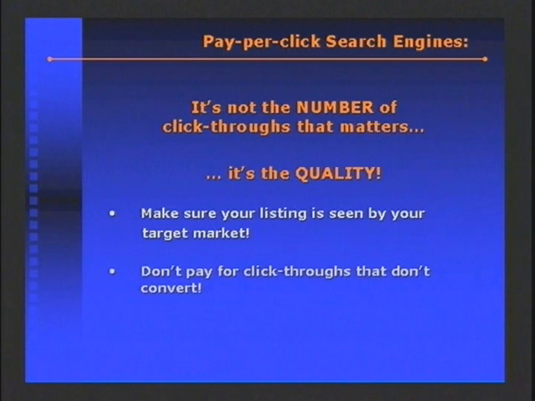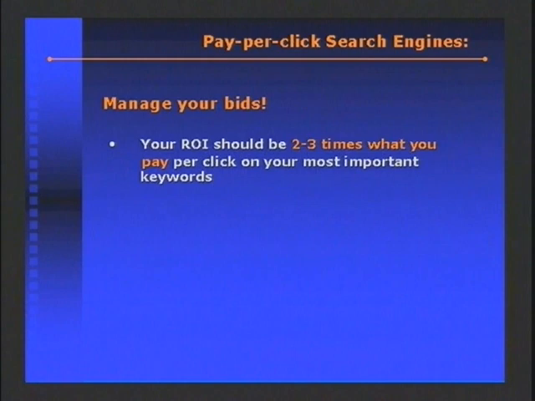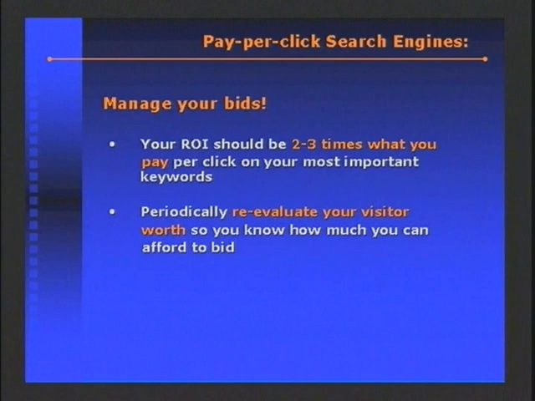And just some rules to abide by. You want to make sure you're making an ROI of 2 to 3 times what you pay in your actual per clicks on the most important keywords. Then you're going to have lots of them. You're going to have maybe 100, maybe 1,000. But the most important ones you're getting lots of traffic on, you're going to be getting 2 to 3 times ROI.